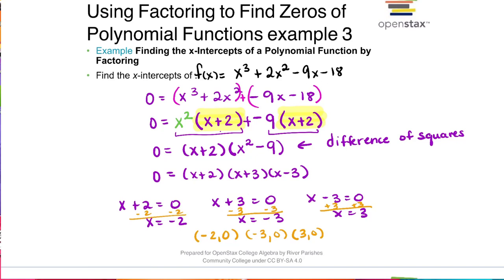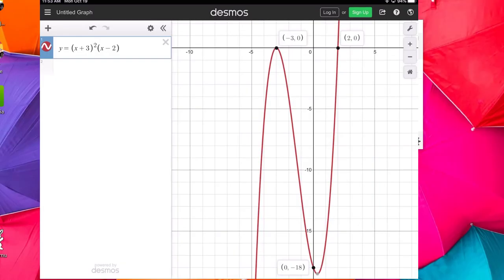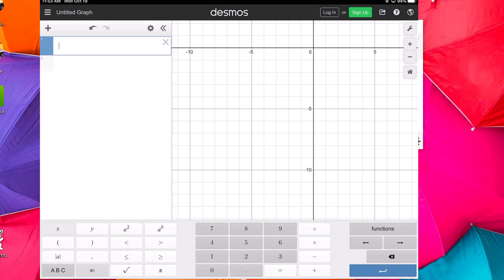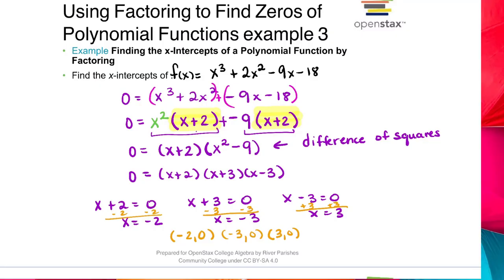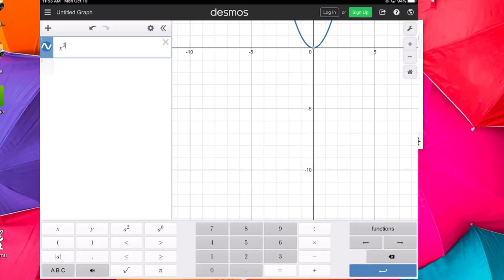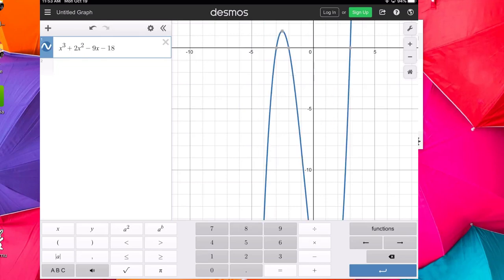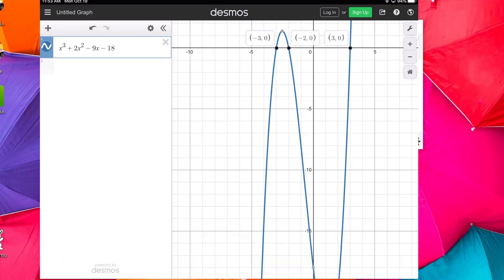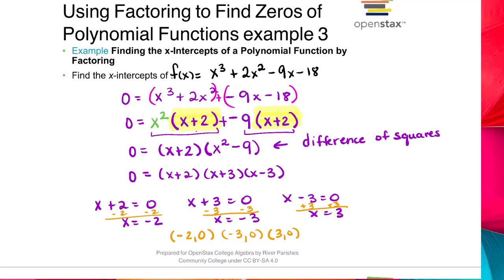So let's check Desmos and make sure we get the same thing. All right, so we had x to the third plus 2x squared minus 9x minus 18. Okay, and it asks for just the x-intercepts. So look, there's the negative 3, 0, negative 2, 0, and 3, 0. So all of those you can also see on the graph there. This one did not ask us to find the y-intercept. If it did, the y-intercept would be negative 18 if you plugged 0 in for the x's.